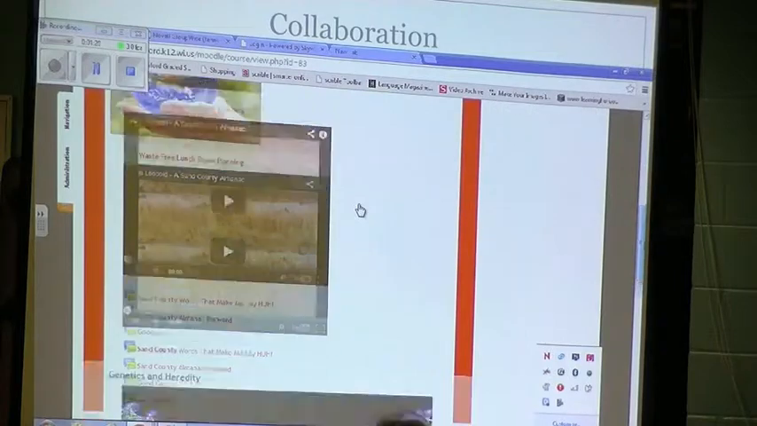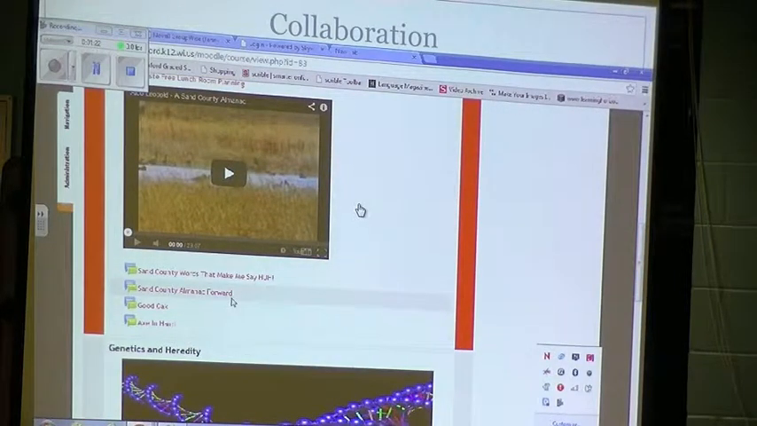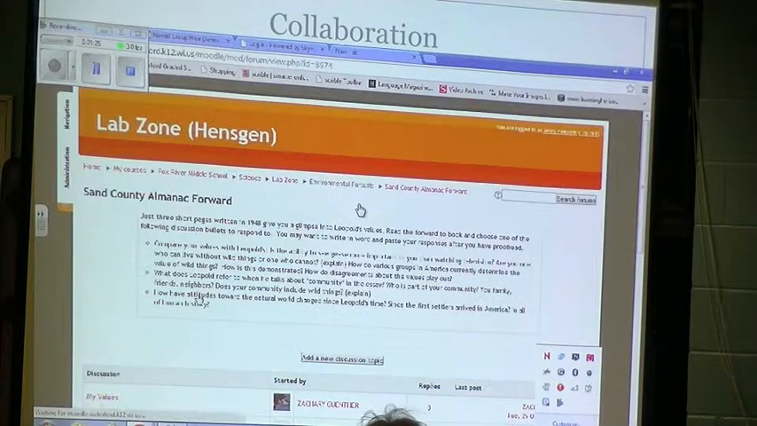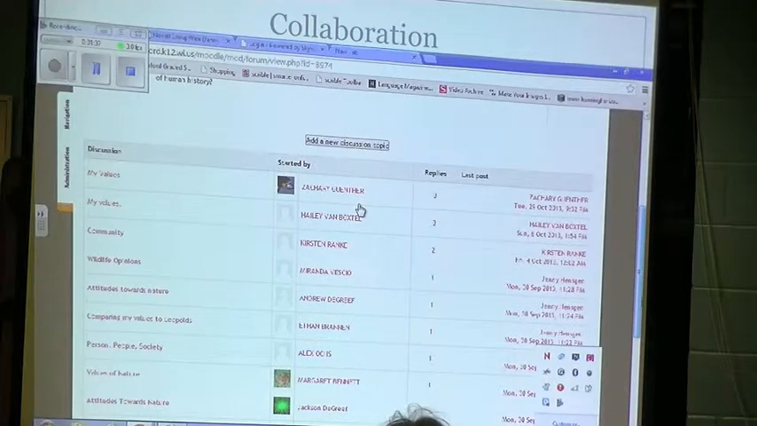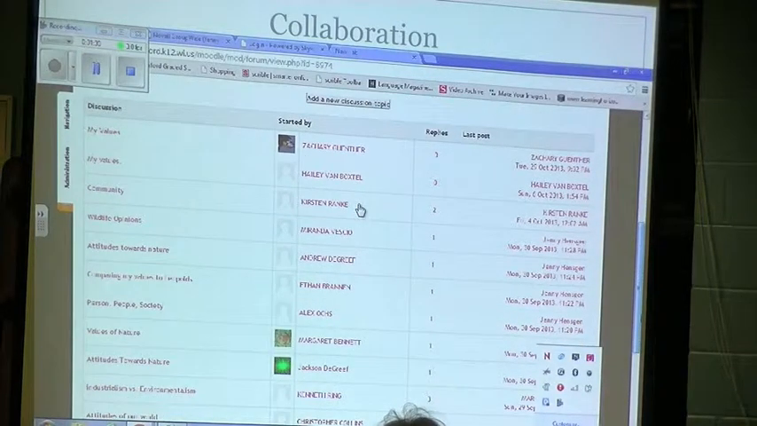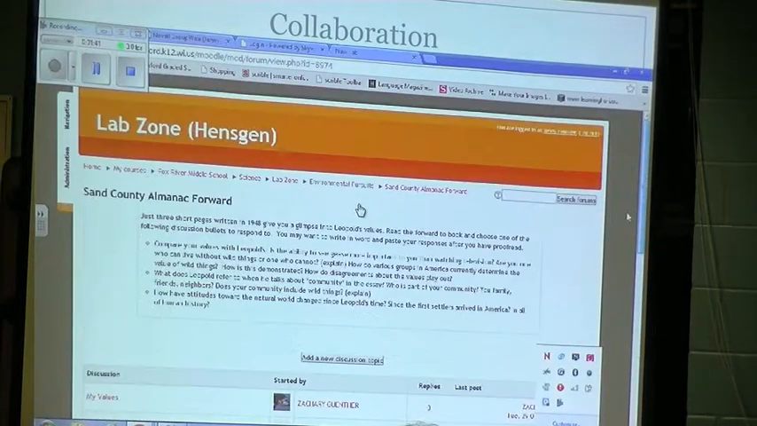Students also were reading sections from Sand County in which they had questions to answer. So they would read certain pages and then have to select from one of these bullet points or all the bullet points depending on the assignment and discuss those things and also respond to each other's discussions.